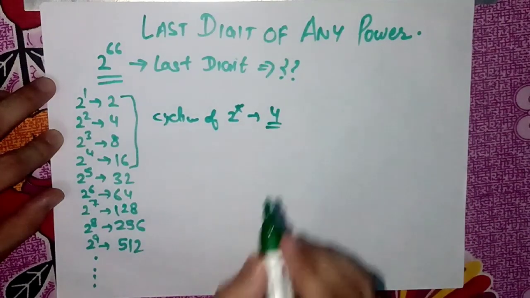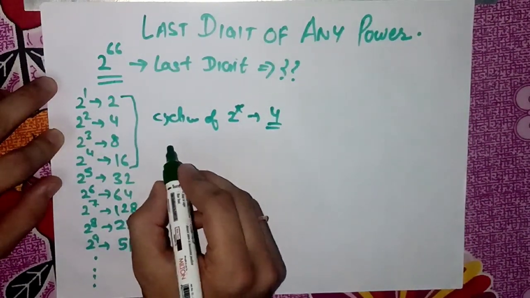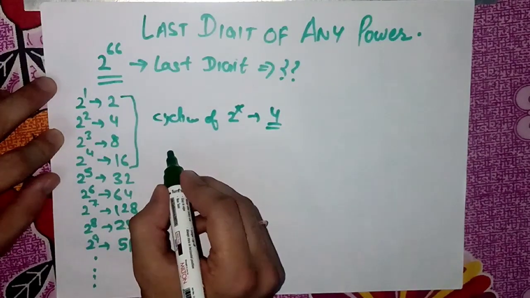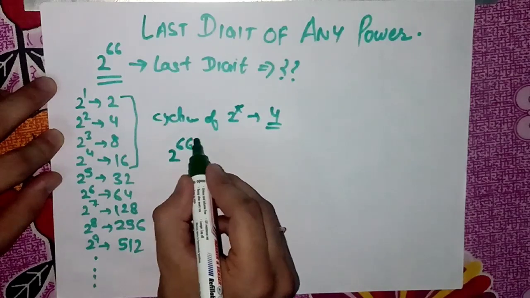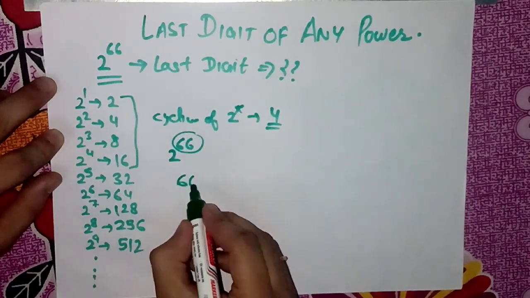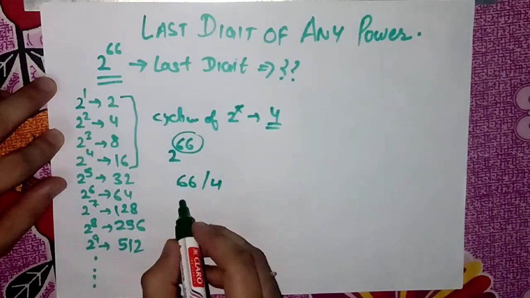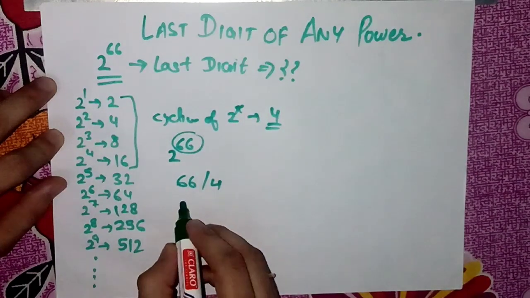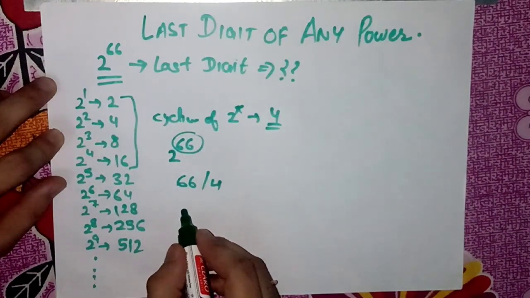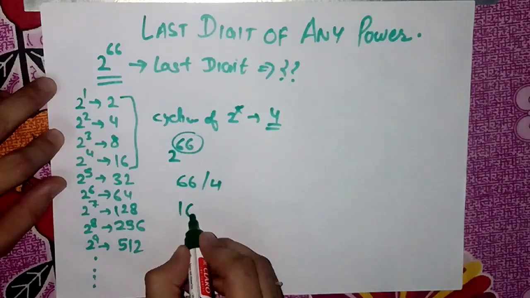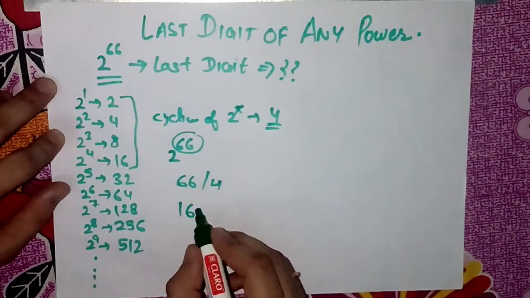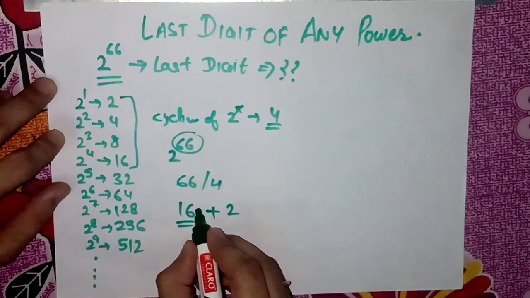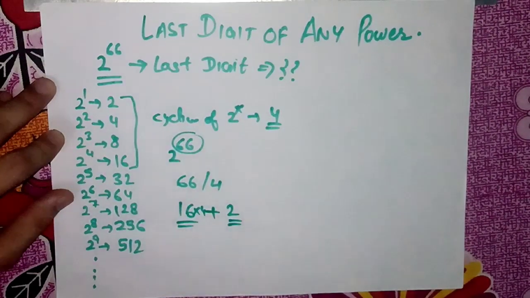Now the question becomes, you need to find the last digit of 2 to the power 66. You will divide this power 66 by 4. 4 ones are 4, 16 fours are 64, plus 2. So the remainder is 2.